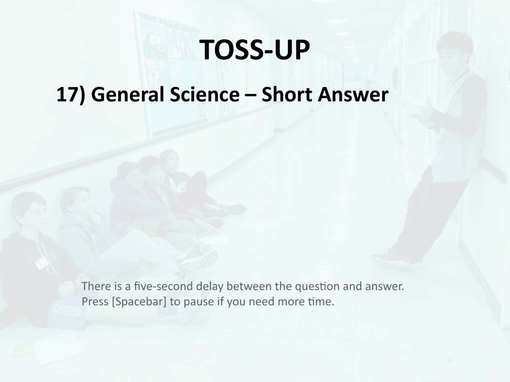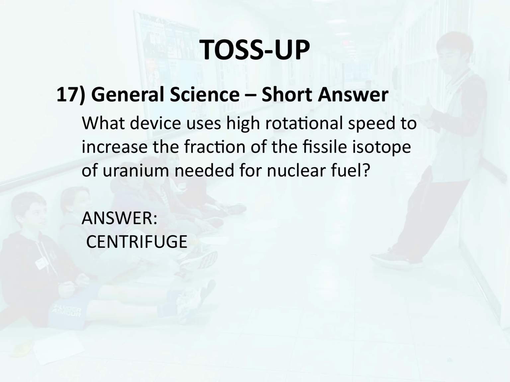Toss-up 17. General science, short answer. What device uses high rotational speed to increase the fraction of the fissile isotope of uranium needed for nuclear fuel? Answer. Centrifuge.